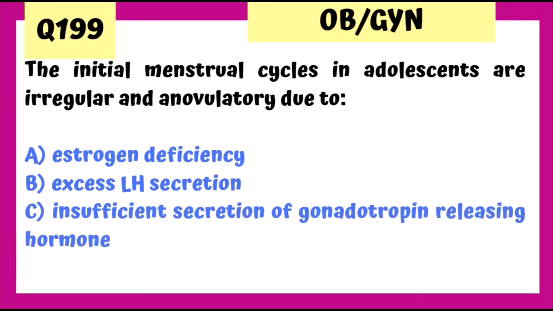Question 199, the initial menstrual cycles in adolescents are irregular and anovulatory due to insufficient secretion of gonadotropin-releasing hormone. That's what goes on in the immature developing hypothalamic-pituitary-gonadal axis.